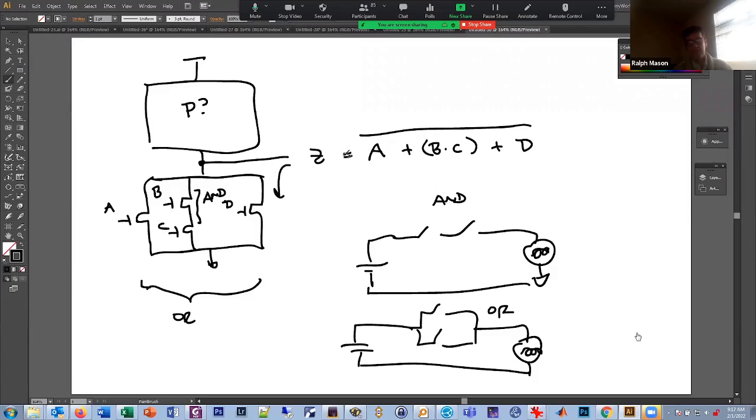So I can either write it like this, or I can write it like Z bar equals that. I can do it either way. Common term is to write it like this. Z equals this. But don't forget that bar. Everybody get that? You know how to do this.